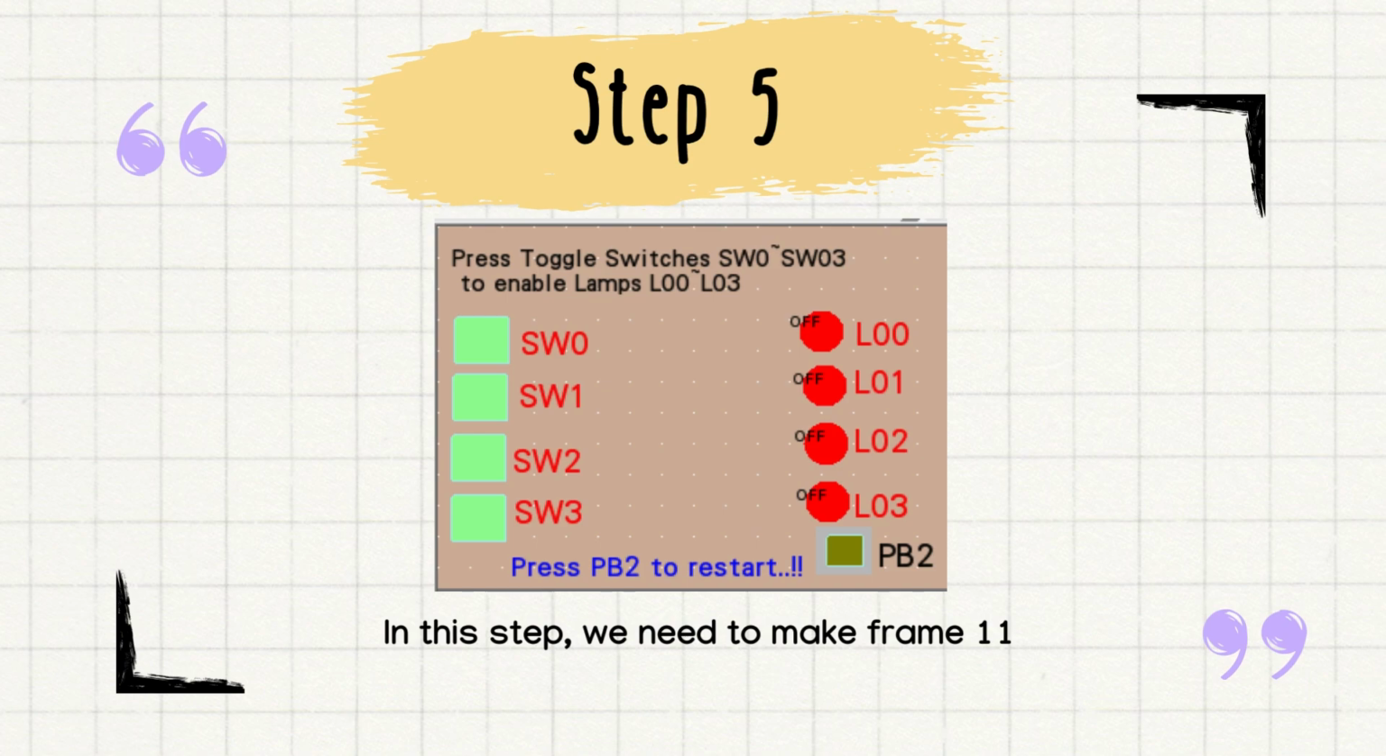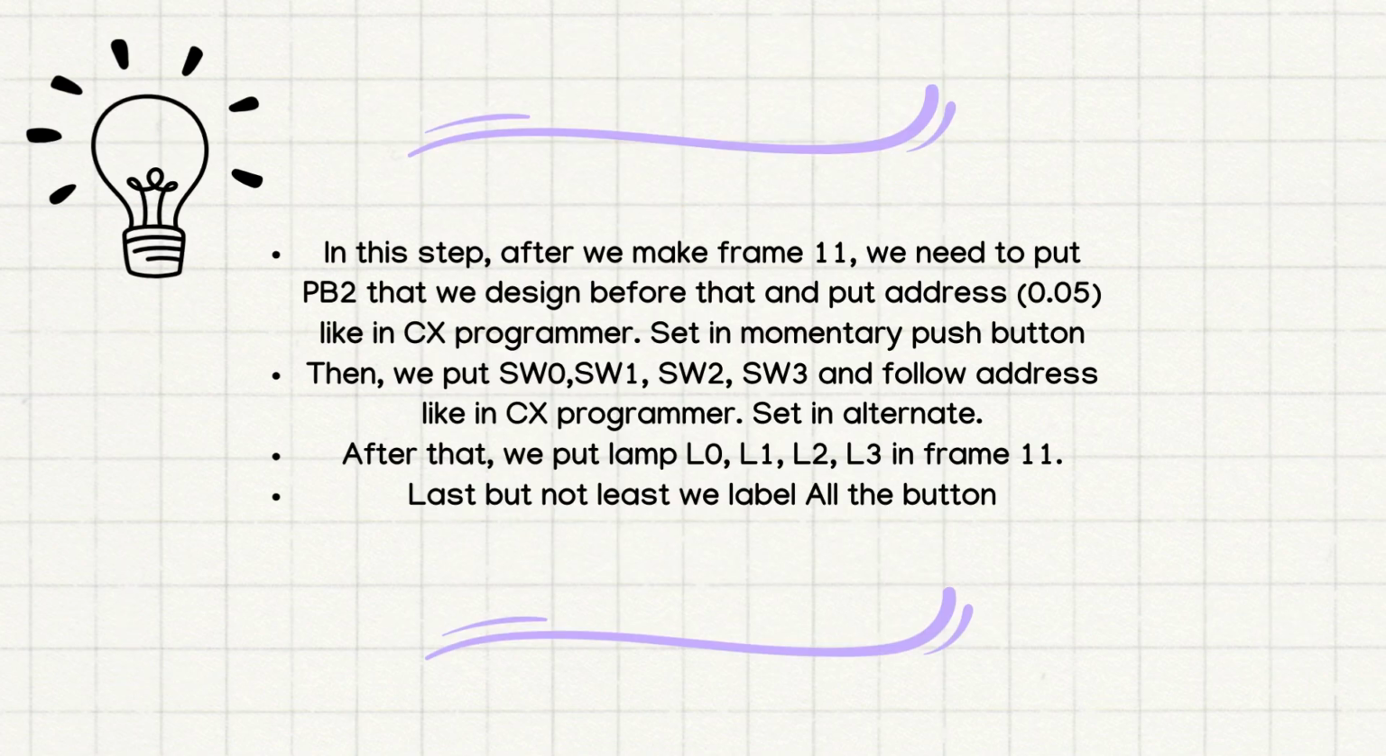In this step, after we make frame 11, we need to put push button 2 that we designed before and put address 0.05 like in CX Programmer. Then set push button 2 as a momentary push button.